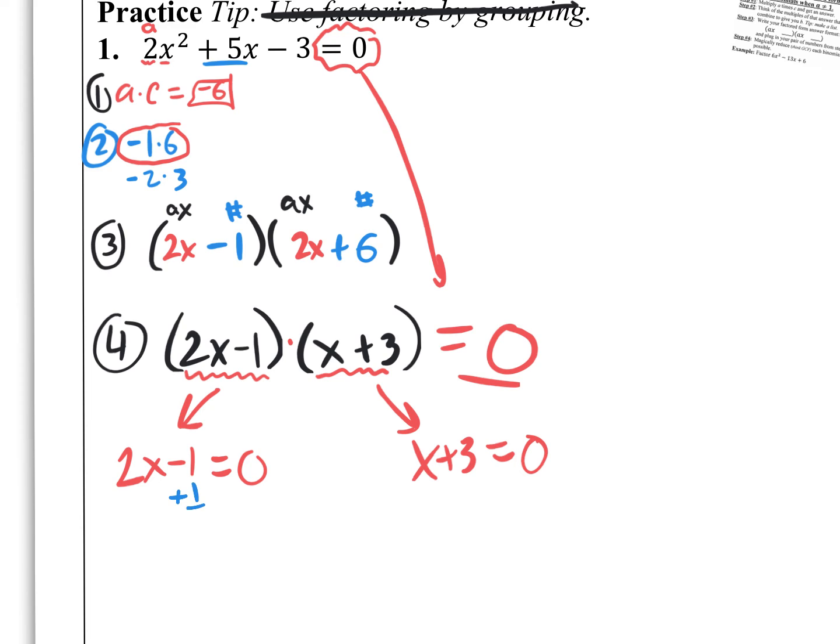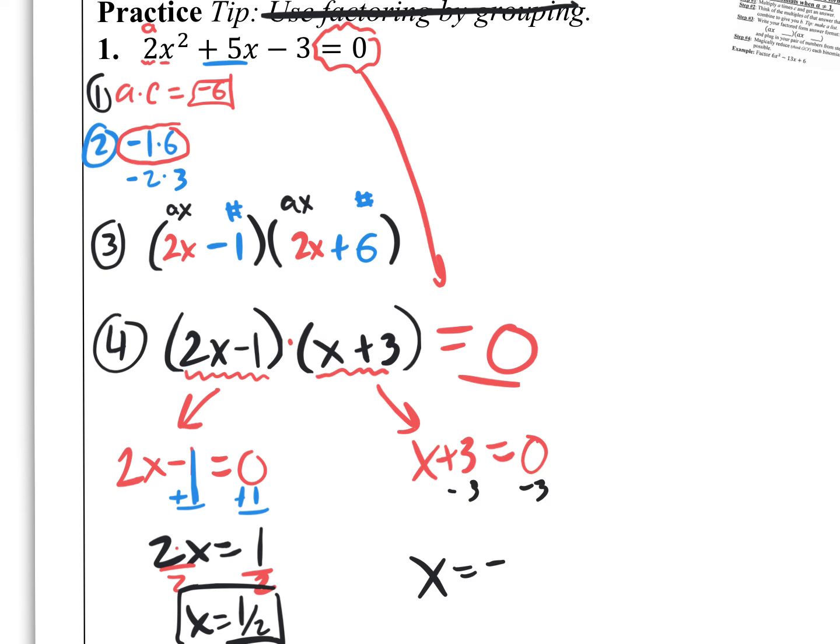This one I'm going to add 1. I'll end up with 2x equals 1. Final step, divide by 2. We have the answer x equals 1/2. The other one, subtract 3, x equals negative 3. So the two answers to this equation are x equals 1/2 and x equals negative 3.